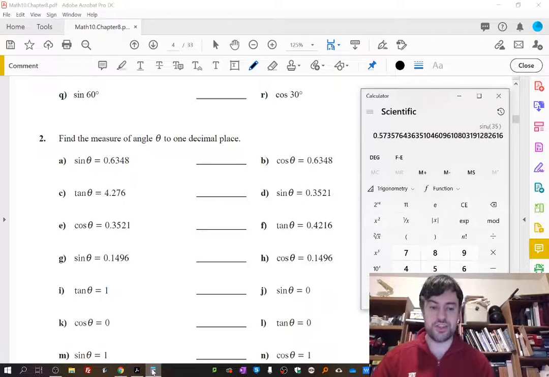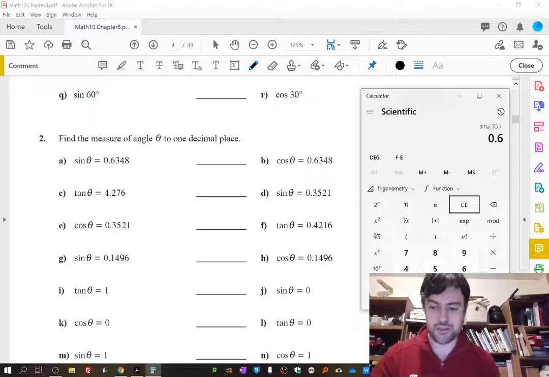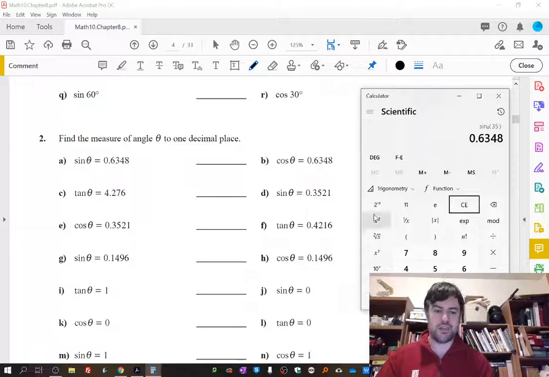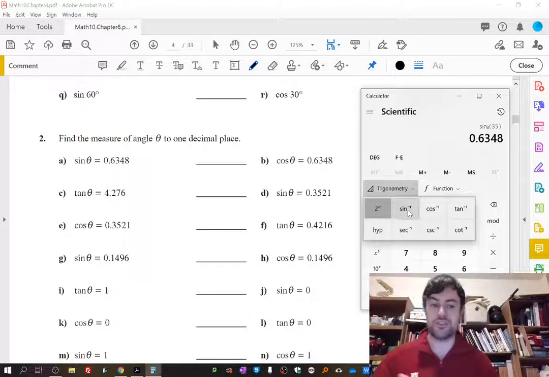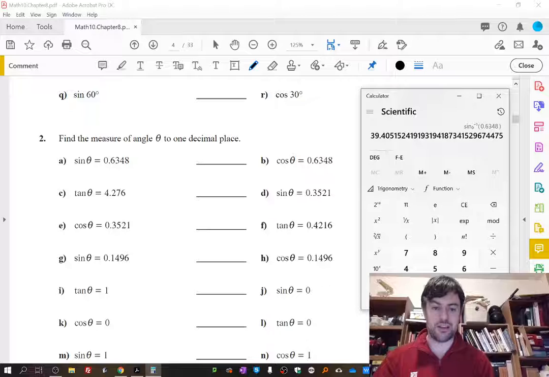So that's where we can use the inverse functions. So I could type in, for example, 0.6348. And then I have to type in second function, which is possibly what you have to do too. And then you can see sine -1. So this is the inverse sine, which takes a ratio and turns it into an angle. The sine button takes an angle and turns it into a ratio. So they're sort of like opposites of each other. So I'll hit that, and it looks like it's 39.4 degrees.